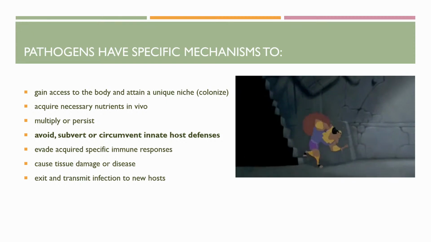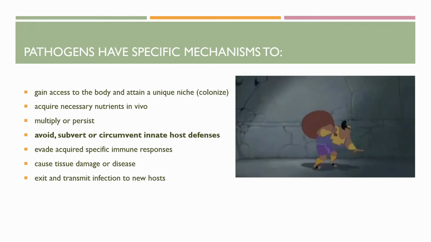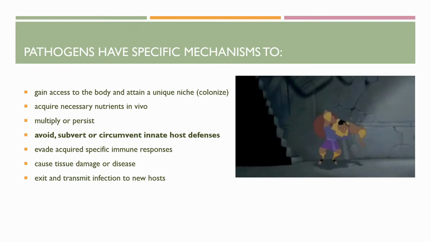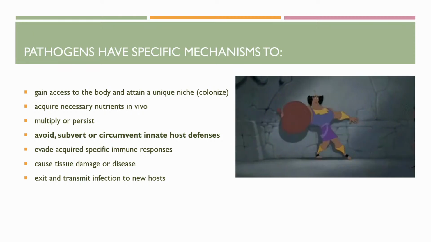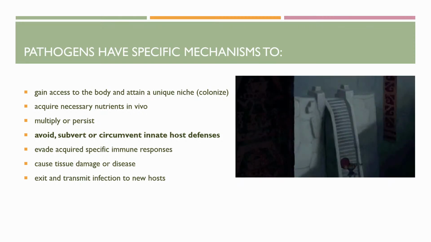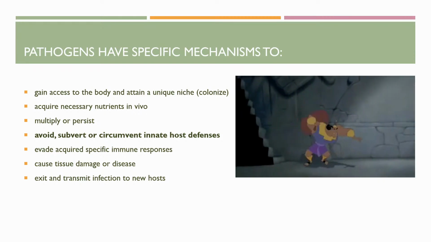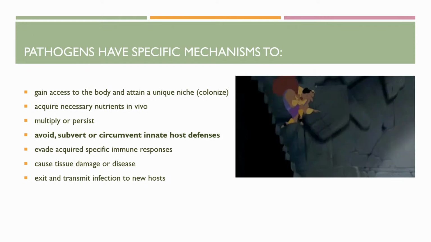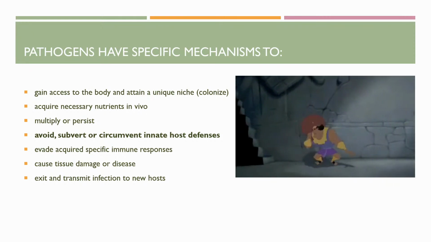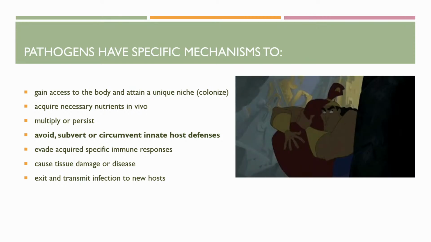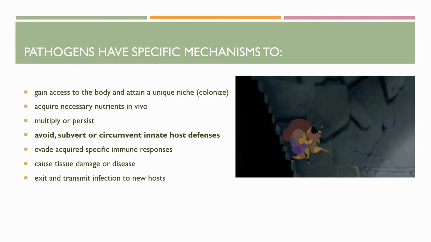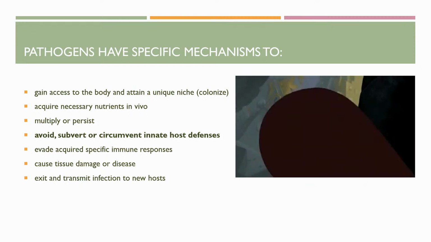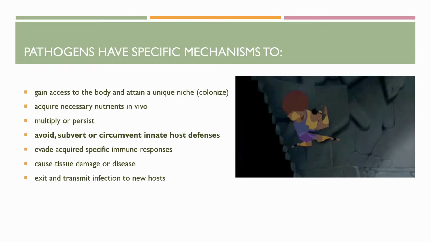Now your immune system, at least the innate immune system, is going to start throwing cytokines into the mix and trying to signal that something is going on. There are alarm signals going on. So now the pathogen has to be able to avoid, subvert, or circumvent the innate host defense. Remember, the innate immune response is the first line of defense. And there are certain ways that pathogens can avoid the immune response.